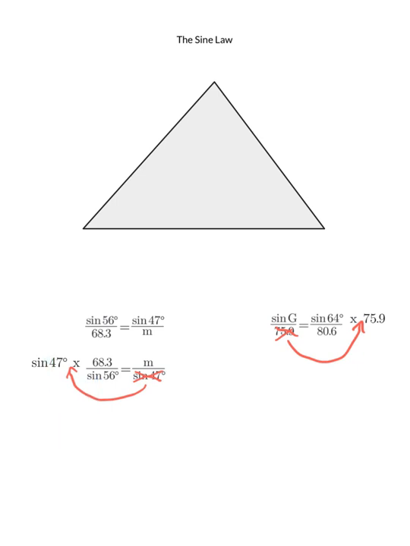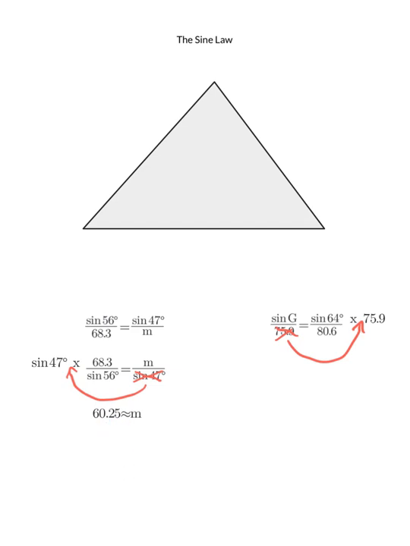And similarly, the 75.9 has to go up to the top on the other side. So it's sine 64 degrees times 75.9. You don't want to put it down in the denominator. All right, on the left, we have sine 47 times 68.3 divided by sine of 56 degrees. As you can see, you can just throw that right into your calculator, and you end up with 60.25. So it's just 60.25 equals m. You're done. You found it.